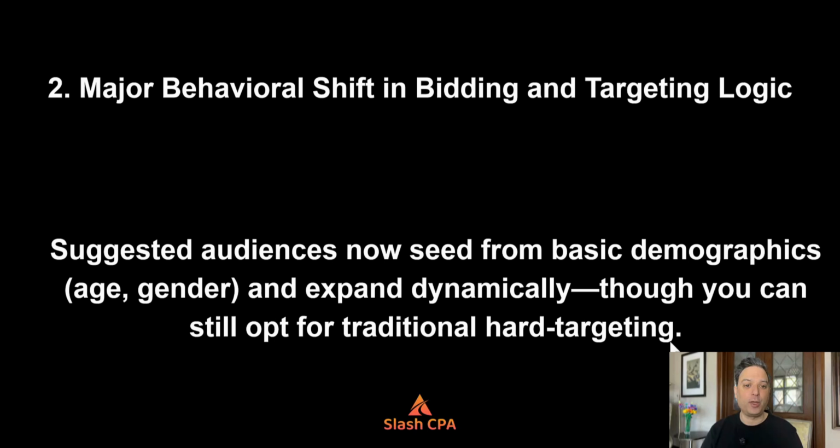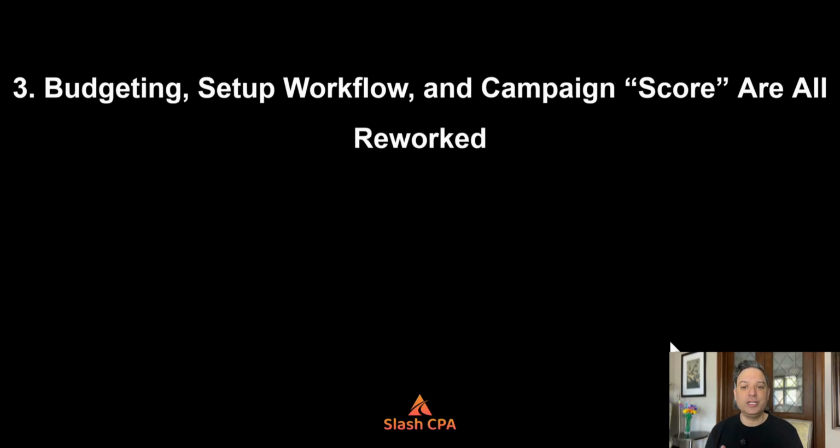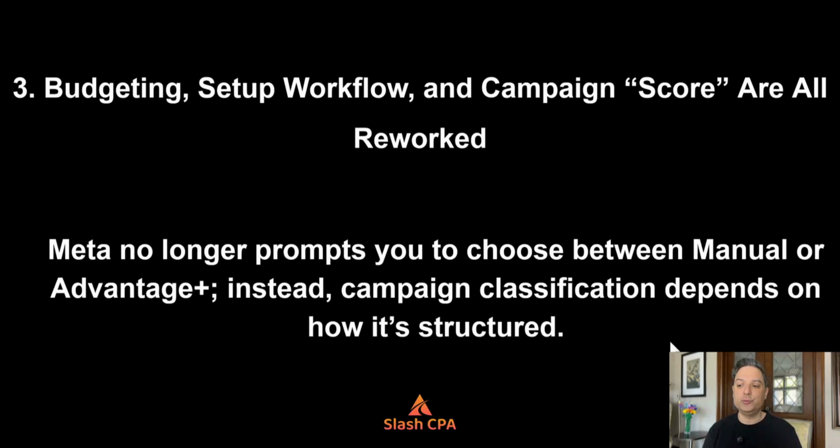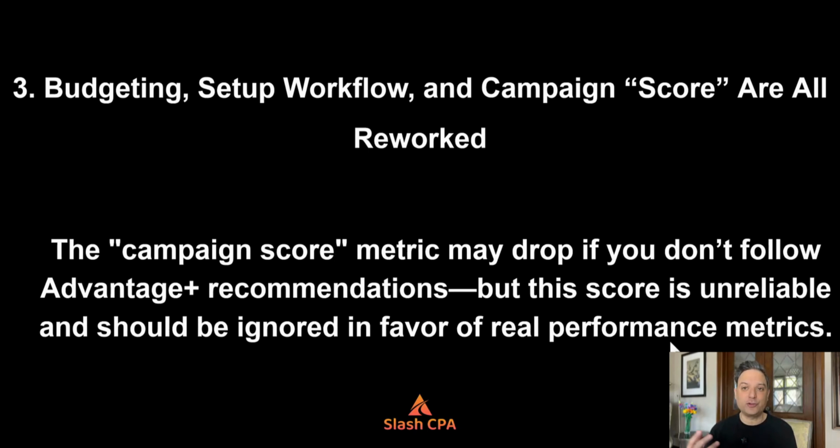Okay, the third thing is budgeting, setup workflow, and campaign score are all reworked. So let me go through what this means. You can now choose between CBO, so campaign budget optimization, or ad set budgets. Though CBO is recommended in most cases, not all cases, but in most cases. Meta no longer prompts you to choose between manual and Advantage Plus. Instead, campaign classification depends on how it's structured. The campaign score metric may drop off if you don't follow Advantage Plus recommendations.